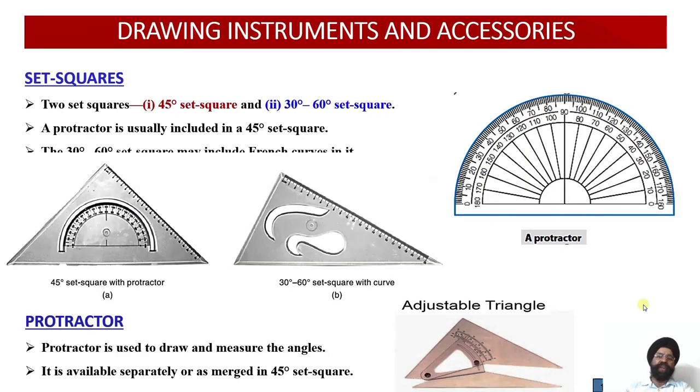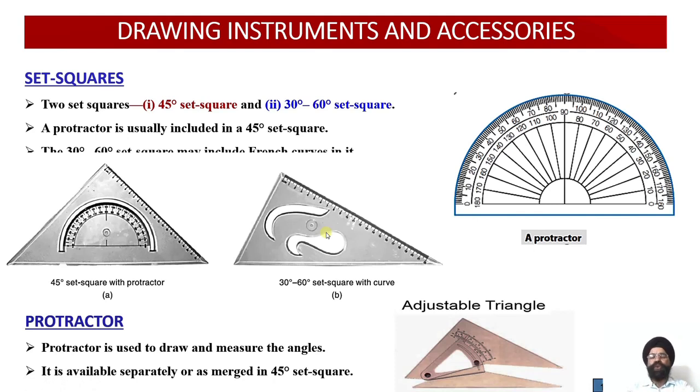Now in order to draw different angles, we are using set squares. You can see there are two set squares. One is the 45 degree set square. Another one is the 30 degree, 60 degree set square. So this is 90 degree. This is 45, this is 45, which makes it 180. Similarly, this is 90, this is 60, this is 30. So you can use both of these set squares in combination to derive different angles in intervals of 15 degrees.